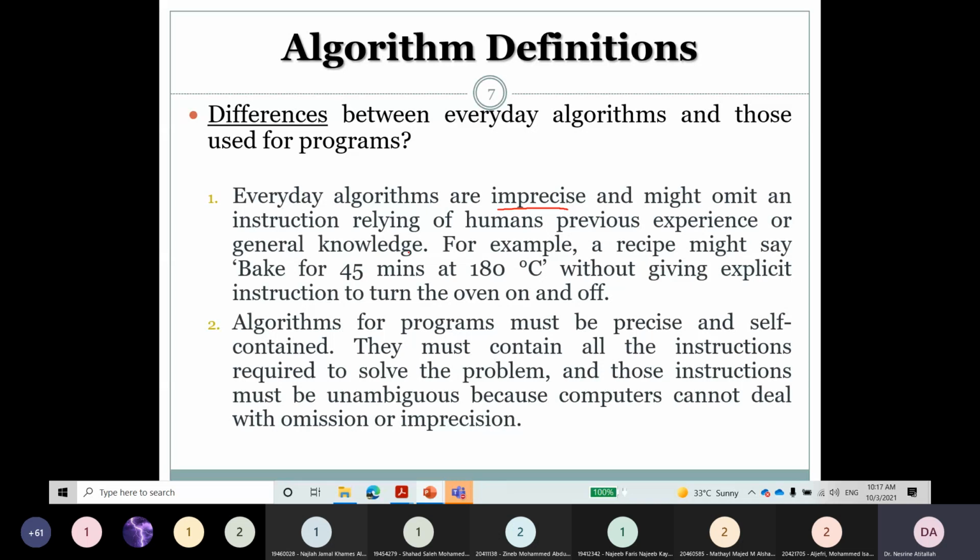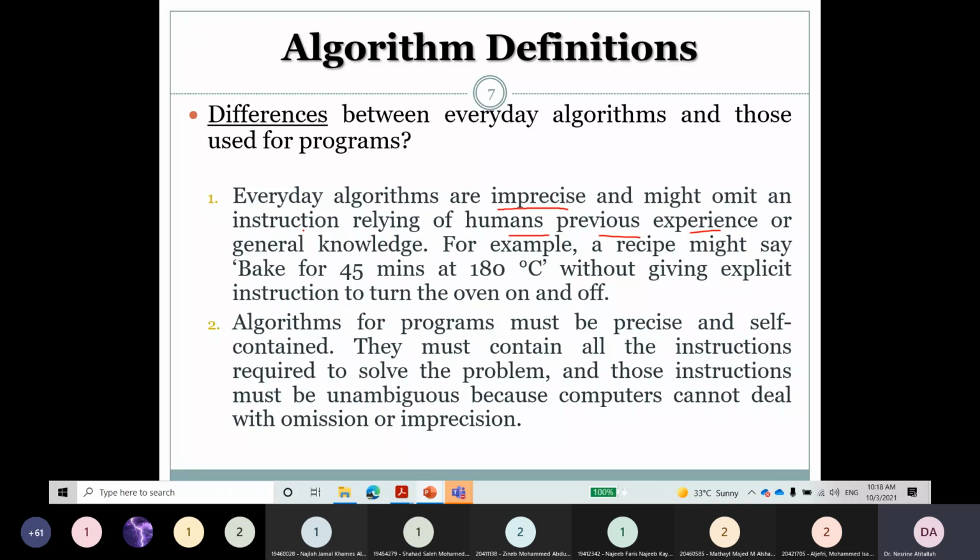I know that when I mix the egg with sugar, it will be better, so I will begin by this step. I will not add milk or butter for this cake until I have a good mixture of the egg and the sugar, for example. So this everyday algorithm can rely on human previous experience and general knowledge. For example, a recipe may say bake for 45 minutes at 180 degrees Celsius, without giving an explicit instruction to turn the oven on and off.